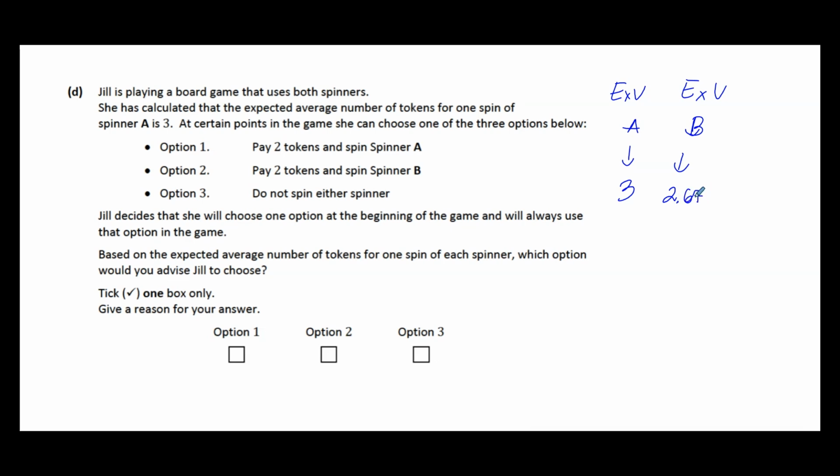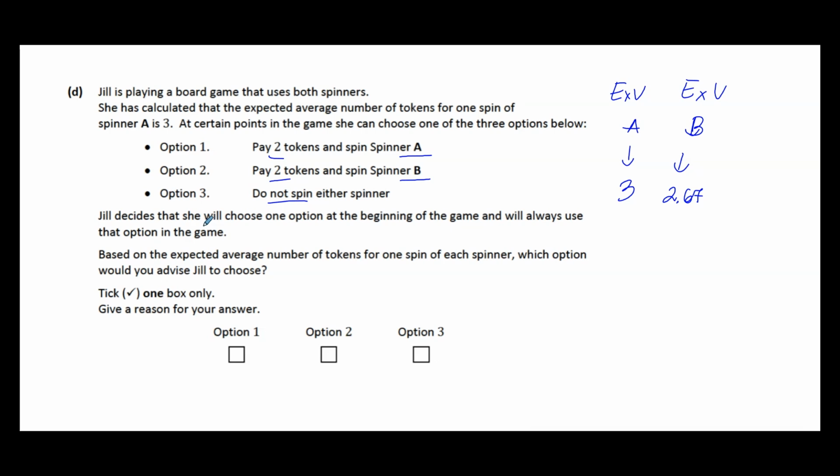So what are the options here? So at certain point in the game, she can choose one of the 3 options below. She can either play what? Pay 2 tokens, so there is cost, and play spinner A, or pay 2 tokens and play spinner B, or don't spin either. So therefore, Jill decides that she will choose one option at the beginning of the game, and she will always use that option in the game.